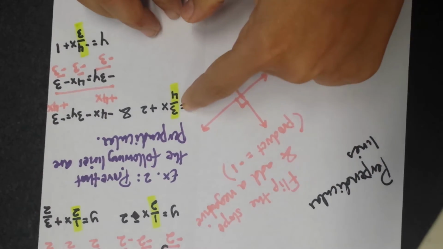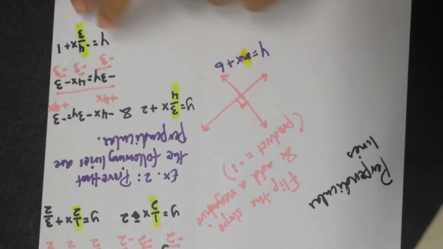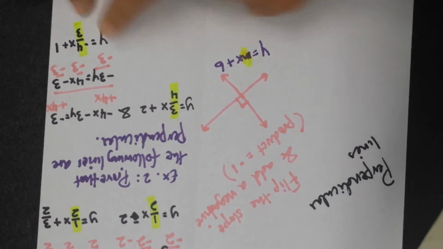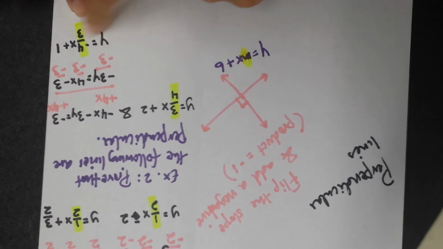So now you're going to have negative 4 over 3. Look, that's exactly what it has. So they're perpendicular. Now take the next one, do the exact same thing, and prove that when you flip it, add a negative, you get this.